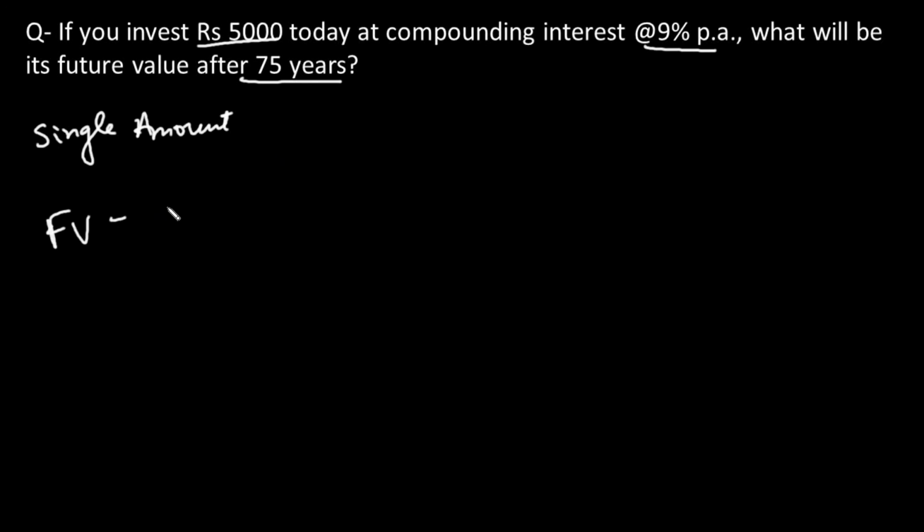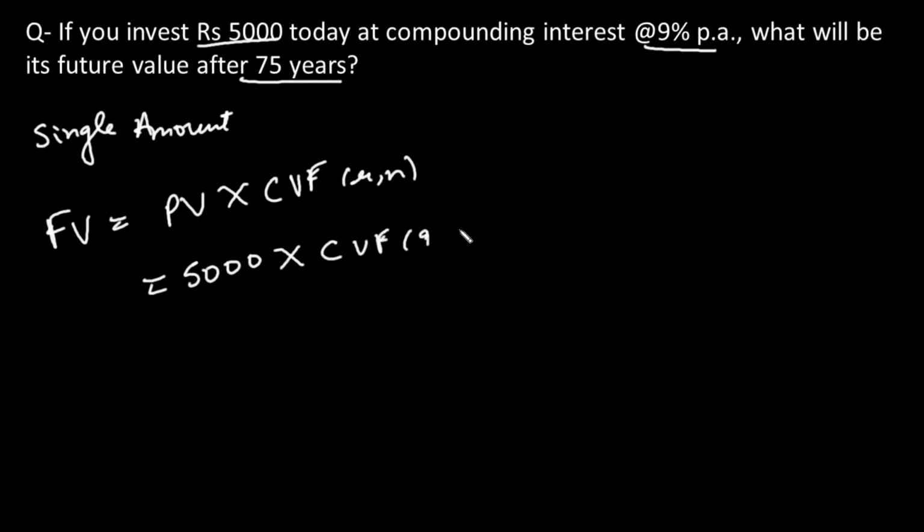So the formula would be future value is equal to present value into CVF R and N. But there is a catch here. Okay, 5000 into CVF 9 and 75. N is 75. But in the CVF table, we don't have values up to 75. Right? So what should we do here?